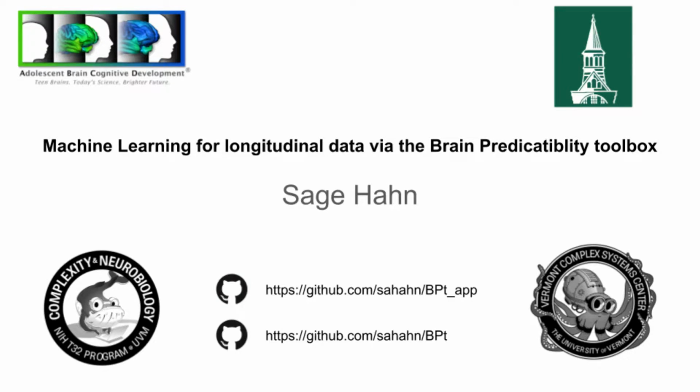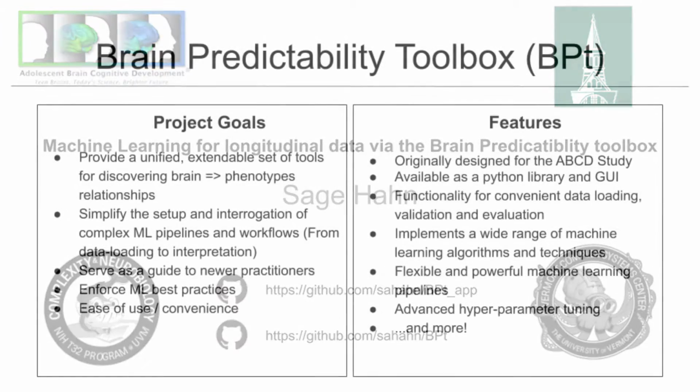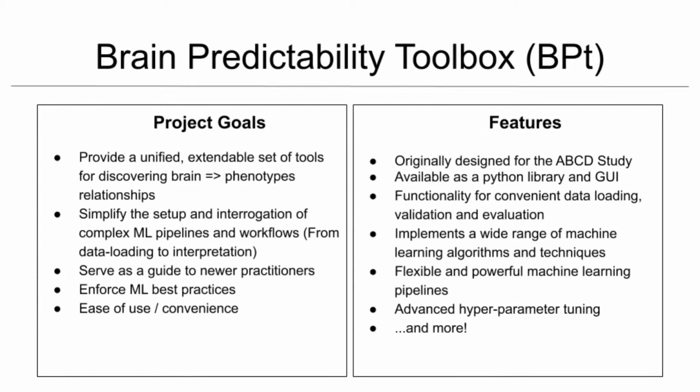Thanks for having me. I'm going to be talking today about a machine learning package I've been working on called the Brain Predictability toolbox. This package exists as a standalone version, which I'll show today, and we further plan to add a version to the DEAP. The overarching goal of the project is to provide a tool to help researchers more quickly and accurately use machine learning to probe large data sets like ABCD.